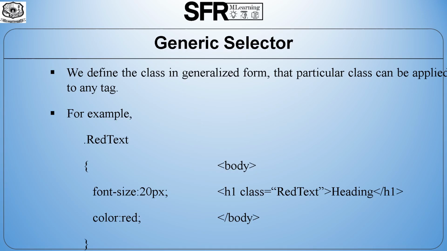The next one, generic selector. We define the class in generalized form. The particular class can be applied to any tag. The difference between the class selector and the generic selector: in the class selector, we apply the style using the class for a particular element. In the generic selector, we apply the style using the class for different elements.